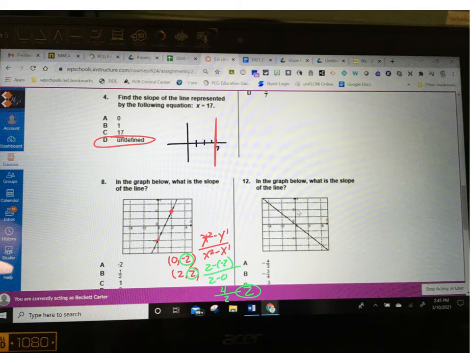Number 12, you do the same thing. You find 2 points on the line. Looks like it crosses the line at 0 here, so that's a great point to use. And it crosses the line at over 4, down negative.